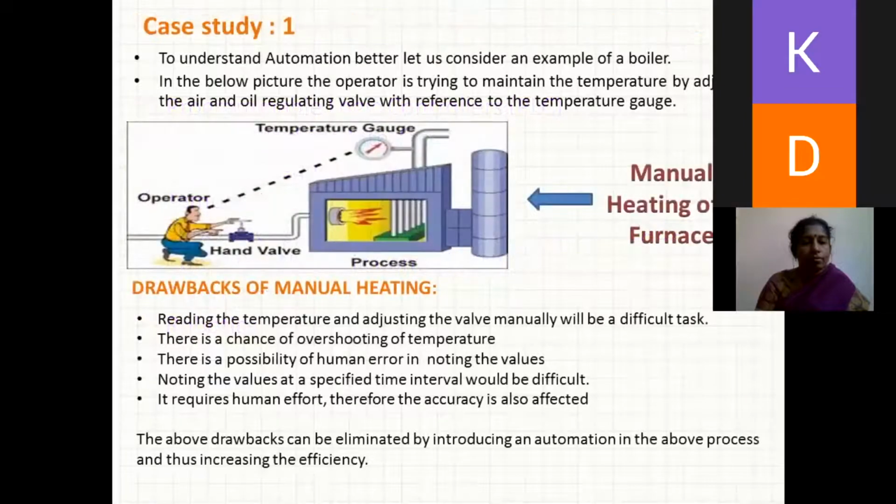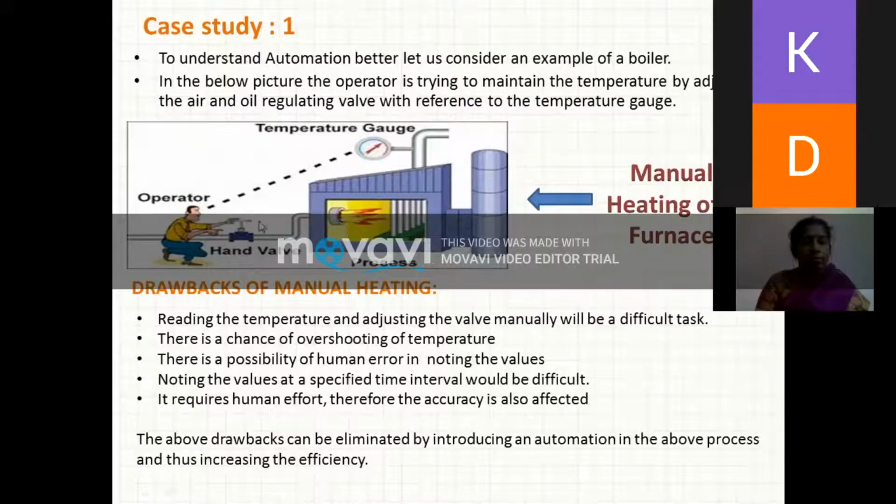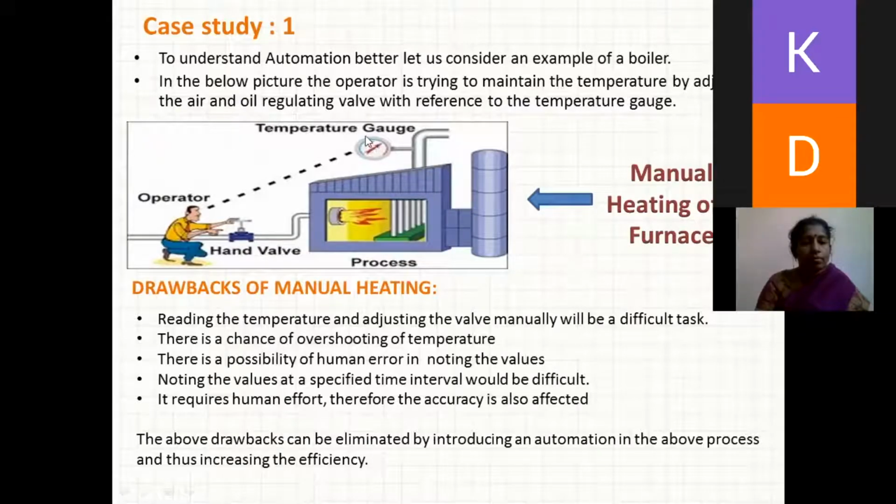I have taken a case study. In the picture below, you can see a man controlling a hand valve which supplies air and oil for controlling the temperature in the furnace. What he is doing is continuously monitoring the temperature gauge. He just wants to adjust the valves based on the temperature that is being shown on the temperature gauge.